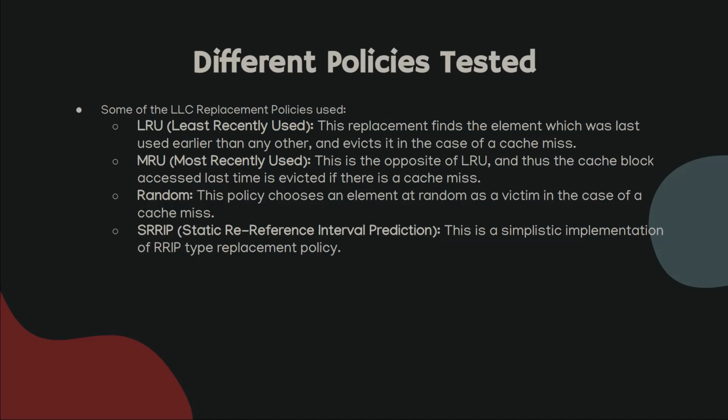So we also experimented with different cache replacement policies. The least recently used, as suggested by the name, removes the element which was accessed the earliest; the most recently used removes the one accessed the latest; the random policy chooses an element at random; and the basic implementation of the re-reference interval prediction type of replacement policy, that is the static RRIP.